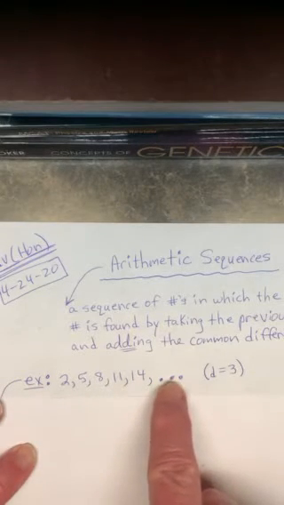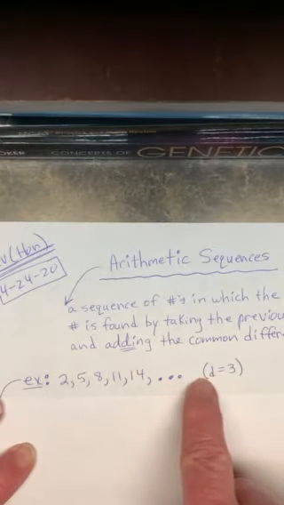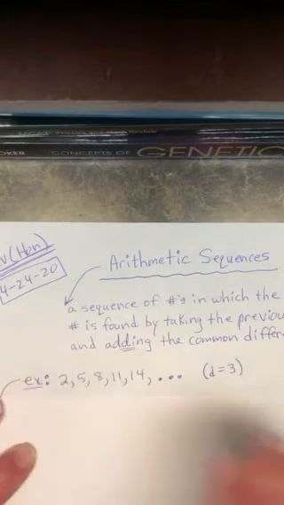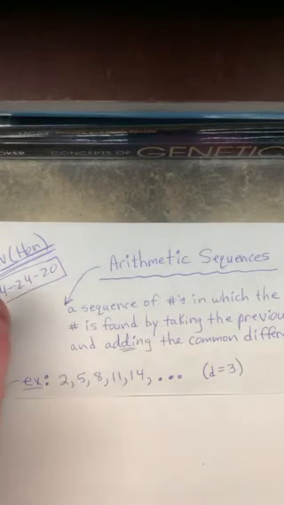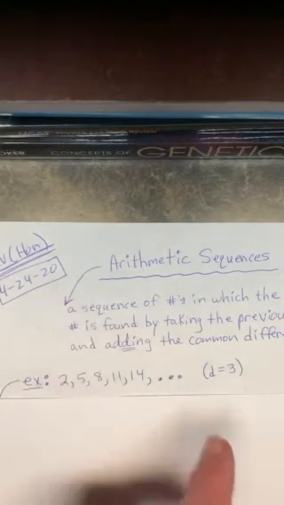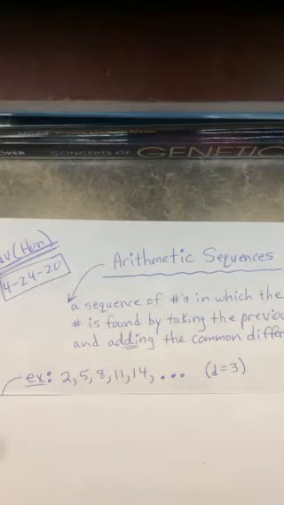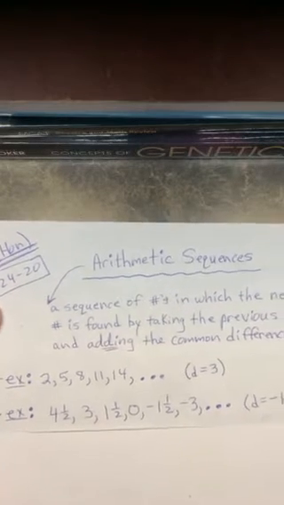So 2, 5, 8, 11, and 14 is an infinite arithmetic sequence. And I made a note in parentheses here. You do the same thing. It says D equals 3. D always stands for whatever that common difference is in that sequence. So since I'm adding 3 each time, there's a common difference of 3. And that's my first example of an arithmetic sequence. Now, example number 2. Go ahead and write this one.